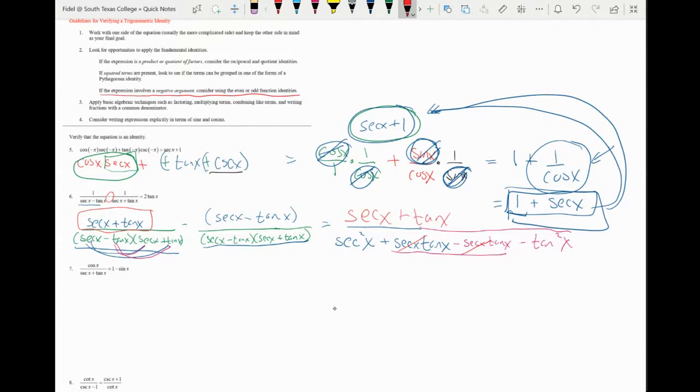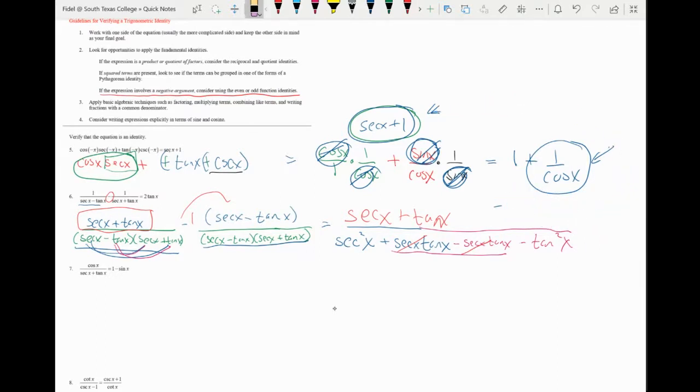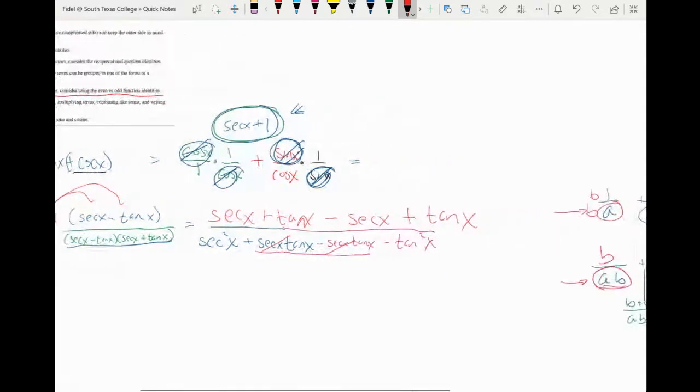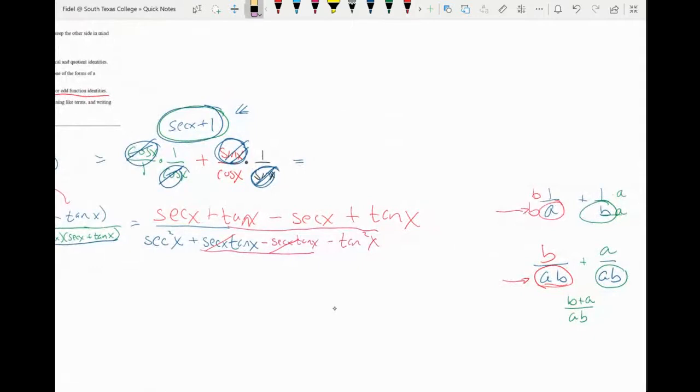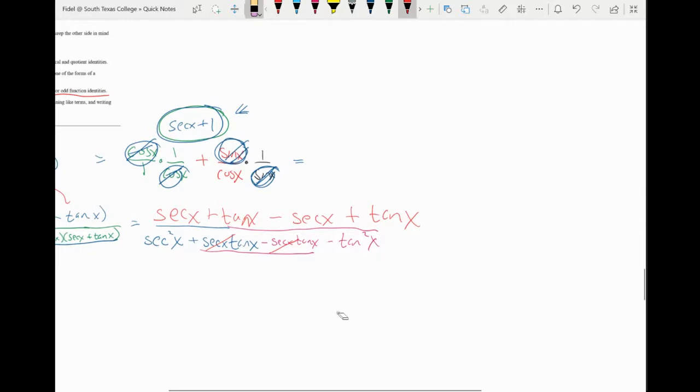Plus tangent of x. Now, remember what I have here. I have a minus sign, so I've got to think about it as a negative 1. What is a negative 1 times secant? Negative secant, okay. So I'm erasing that stuff there because it's in my way. Negative secant x. And a negative 1 times a negative tangent is just a positive tangent x, right? And I'm going to come back and get rid of this too because I don't need it anymore. All right.